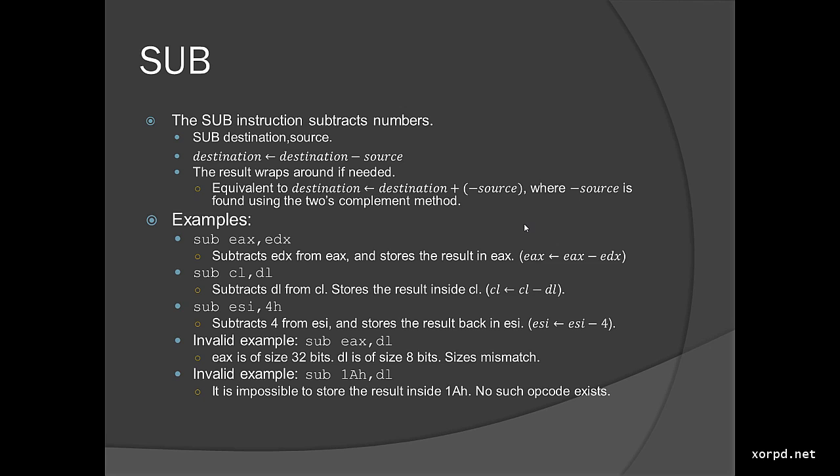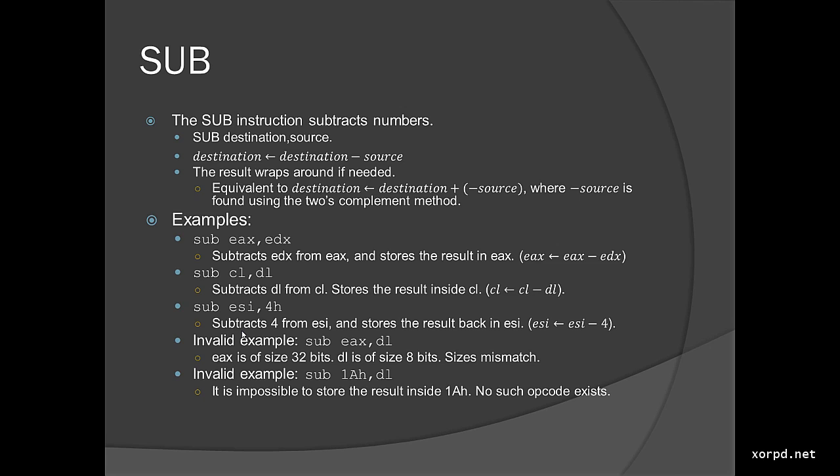Another example, sub ESI, 4H, which means 4 hexadecimal. This instruction subtracts 4 from the ESI register and stores the result back inside the ESI register. In a simpler formulation, ESI minus 4 is stored inside ESI.